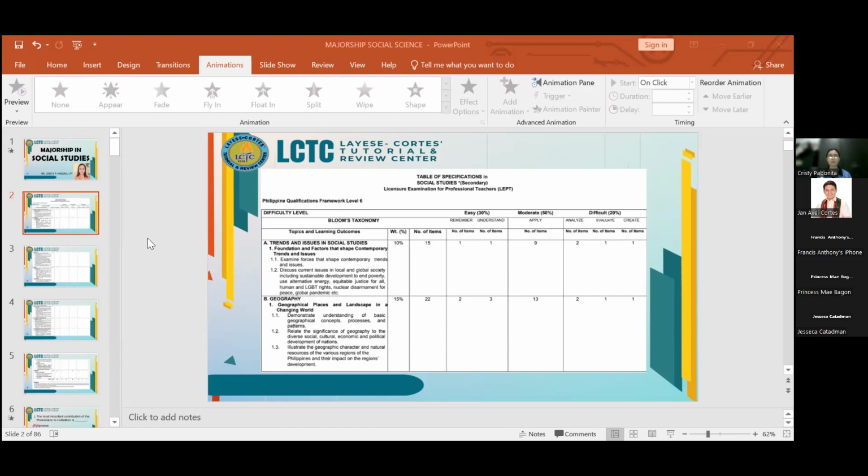The majorship greatly affects your overall rating or average grade. Majorship is equivalent to your professional education, so if you take it for granted, it may cause you to fail.